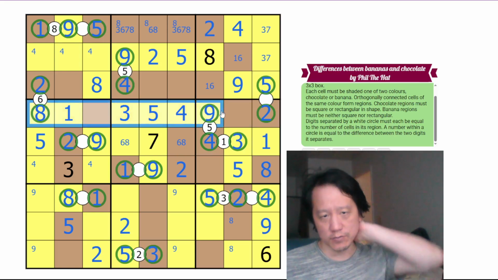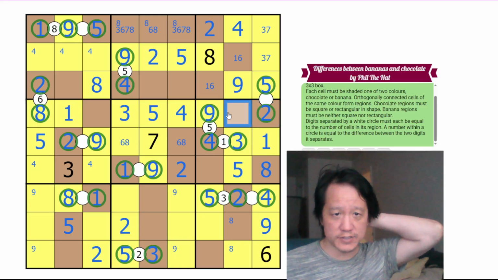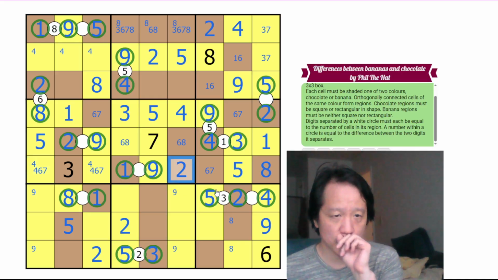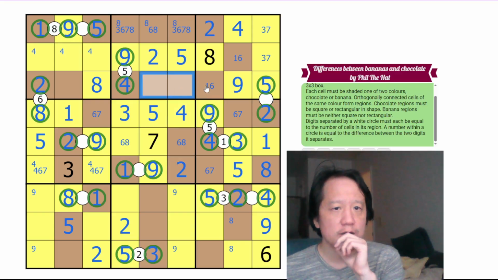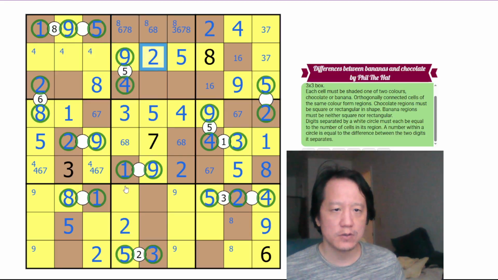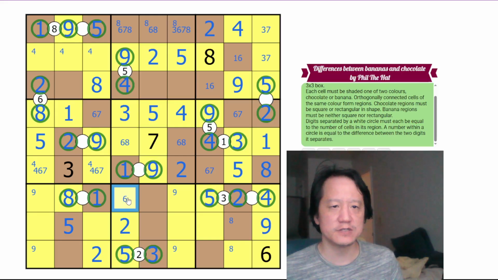Remaining digits in row 4, we have 6 and 7. Okay. Same with box 6. 6 or 7. And this must be 4, 6, or 7 here. 3 eliminates 3 here. Remaining digits of column 4, we have 6 and 7, and this can't be 8 because of 8 in the row.